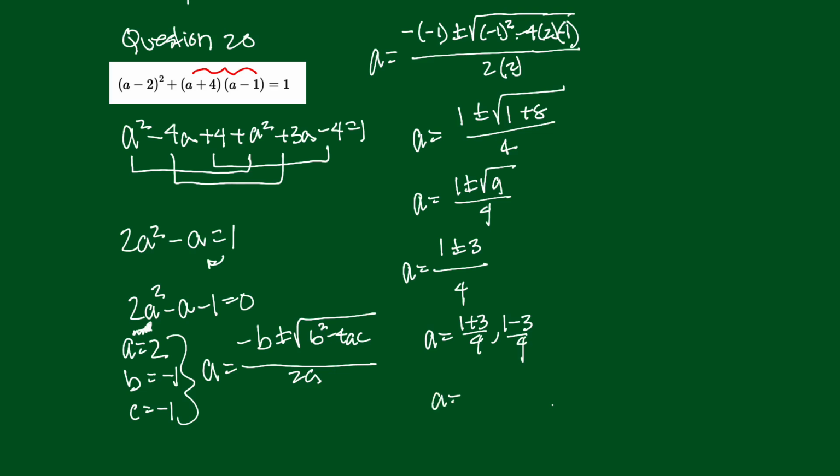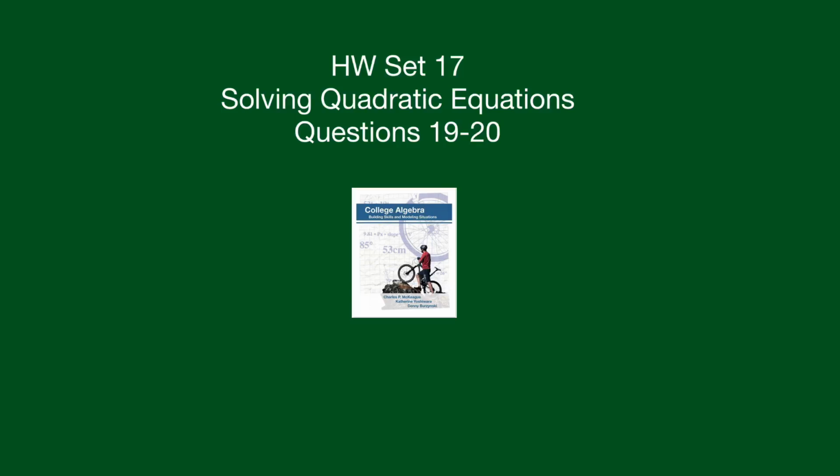So here we'll get, see what you get? 1 plus 3 is 4. 4 divided by 4, and over here you get 1 minus 3 is negative 2 over 4. So we're going to be left with a is equal to 4 over 4 is a 1. Negative 2 over 4 is negative 1/2. And this brings to an end homework set 17, questions 19 and 20.